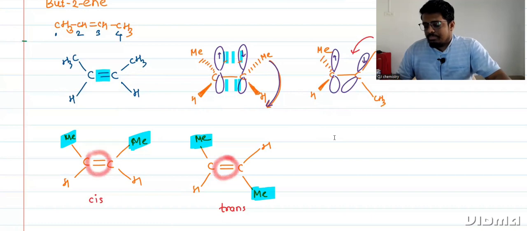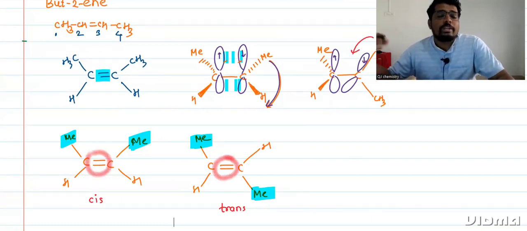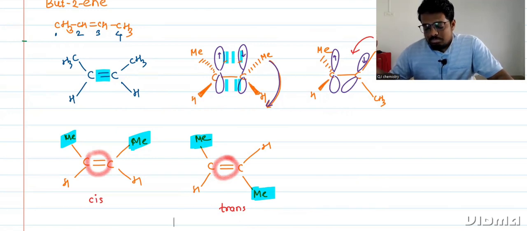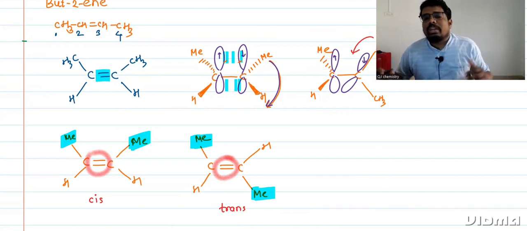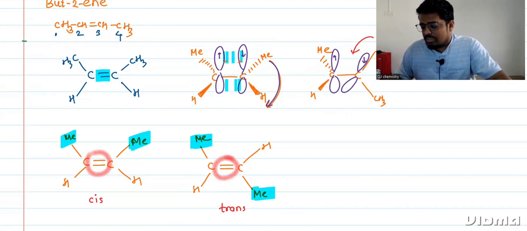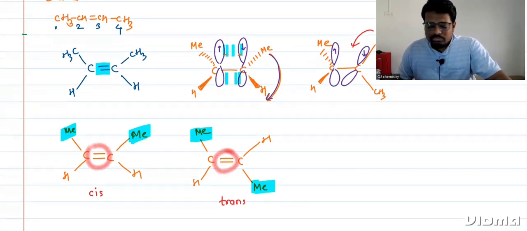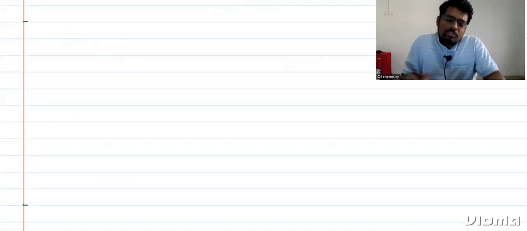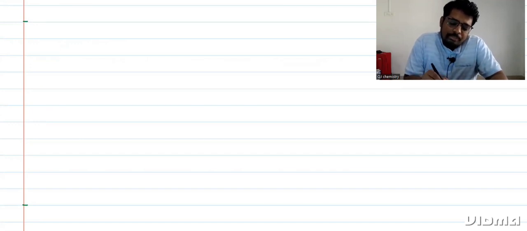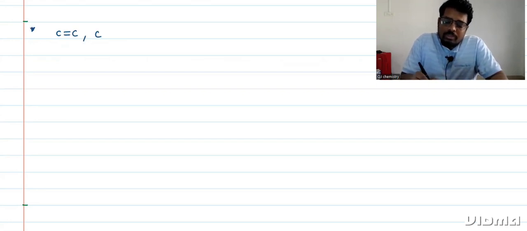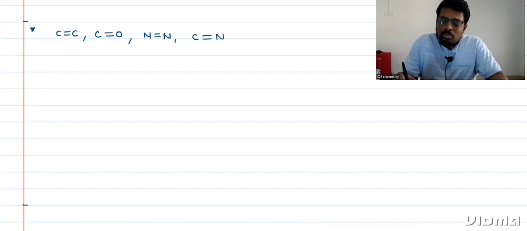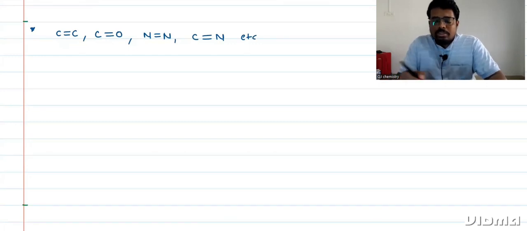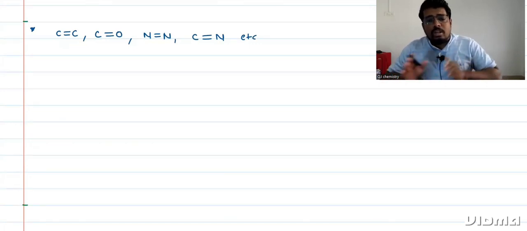Yes. Now, let us discuss what the different cases are where geometrical isomerism occurs. So first we will talk about double bonded systems, right? Yes. So first, the restricted rotation around a carbon-carbon double bond, or carbon-oxygen double bond, nitrogen-nitrogen double bond, or carbon-nitrogen double bond, etc. This type of system. Now, let us take one system first, that is the carbon-carbon double bond.